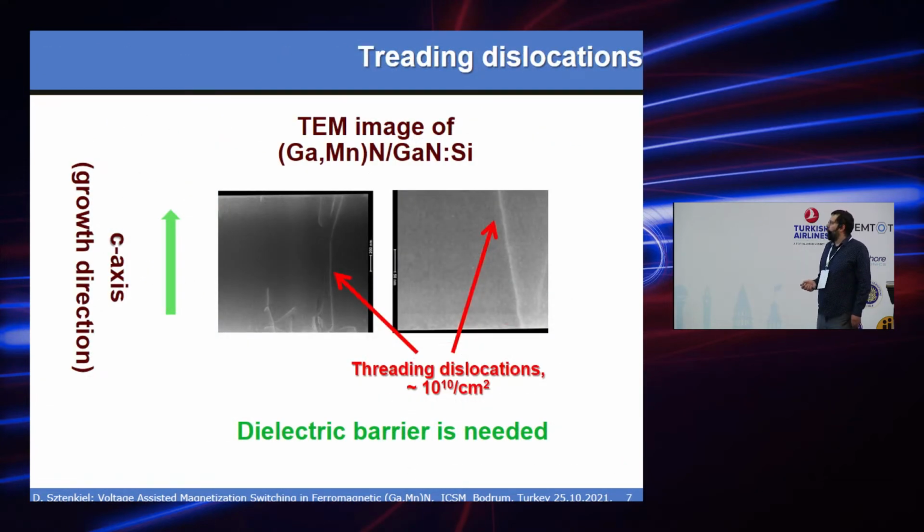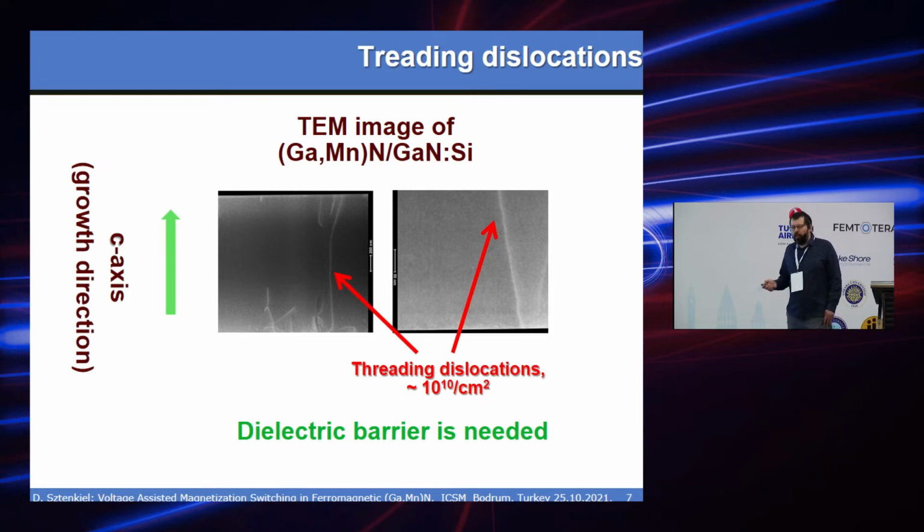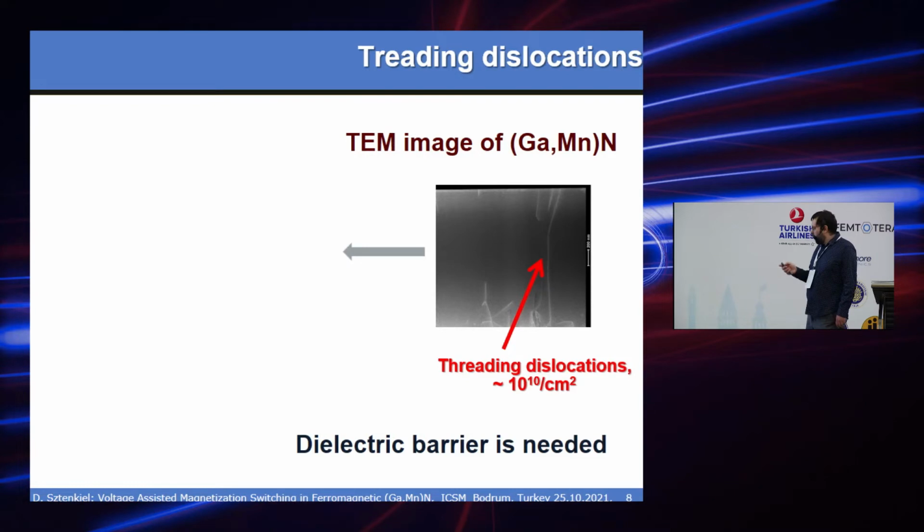However, the problem is that in our samples we have threading dislocations, as shown here. This is a transmission electron microscopy image of our sample. This is our magnetic layer grown on conducting gallium nitride doped with silicon, and we observe the presence of such threading dislocations. When we apply a voltage difference between the top and bottom of our layer, the current will flow through such threading dislocations, and there will be no electric field in our material, and no piezoelectromagnetic effect. So an additional dielectric barrier is needed.